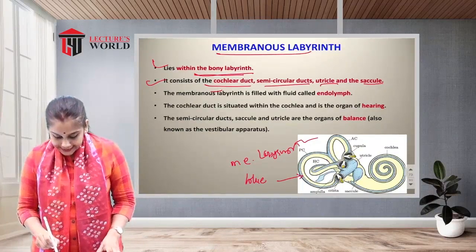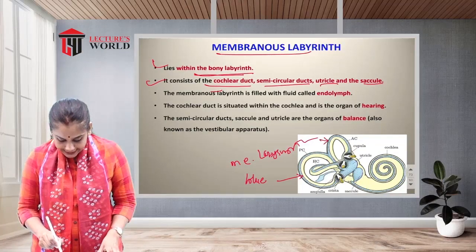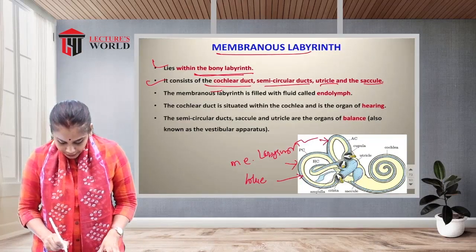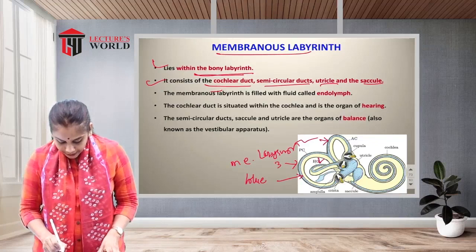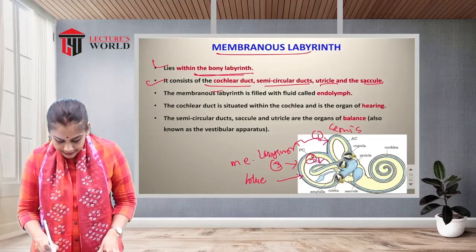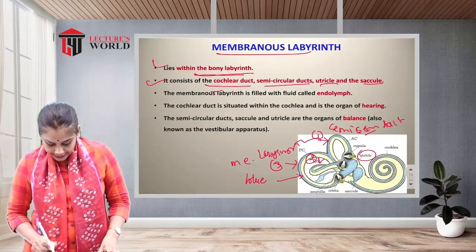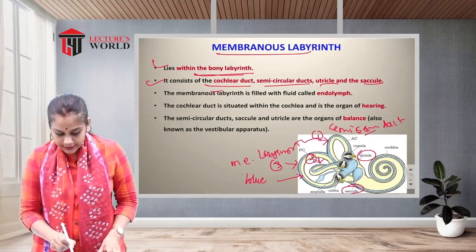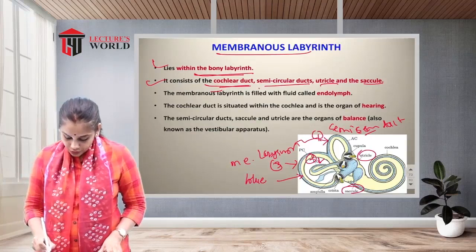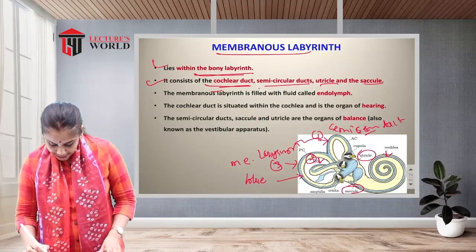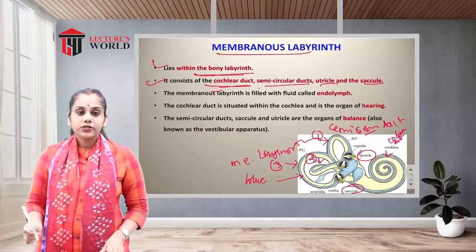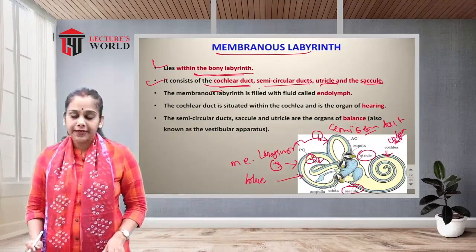You can see this is a semicircular duct. See, this is the semicircular duct, 1, 2 and 3. Then the utricle and the saccule, and the cochlear duct. See, this is the cochlea, and the blue color is the cochlear duct. So this is the portion of the membranous labyrinth.